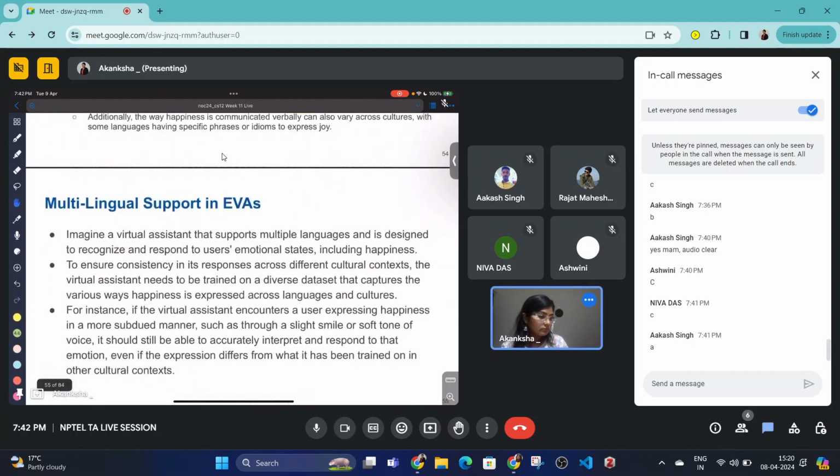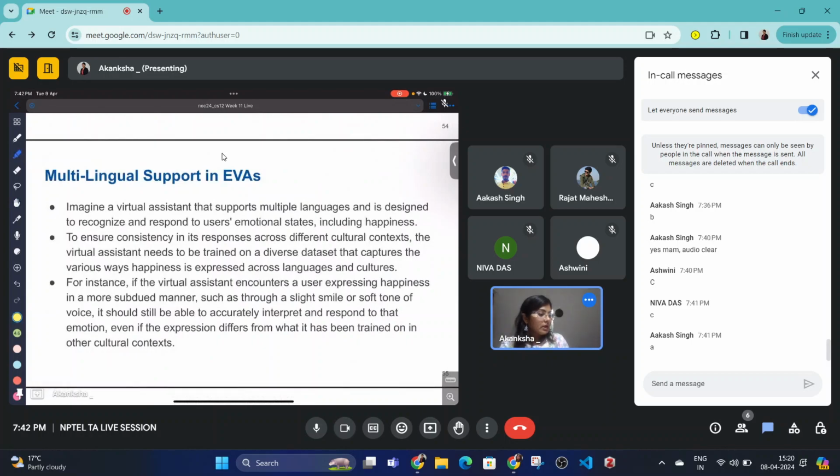Imagine a virtual assistant designed to recognize and respond to users' emotional states, including happiness. To ensure consistency in its responses across different contexts, the VA needs to be trained on a diverse dataset that can capture these nuances. For instance, it encounters a user expressing happiness in a more subdued manner through a slight smile or soft tone. It should still be able to accurately interpret and respond to that emotion, even if the expression differs from what it has been trained on in other cultural contexts.